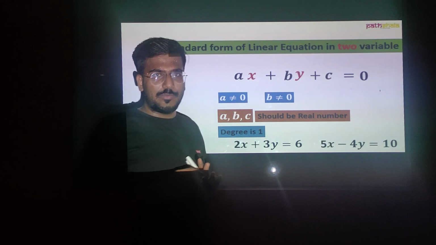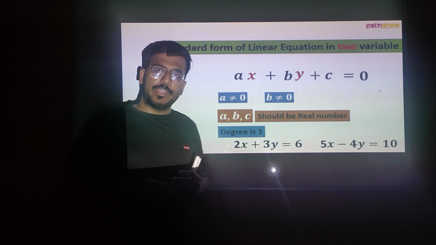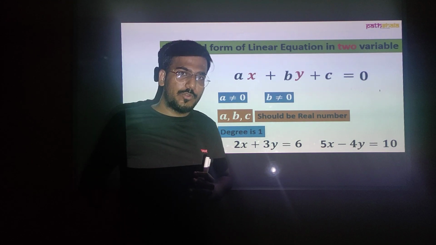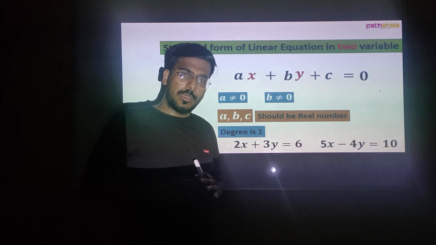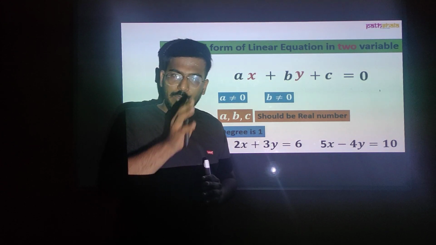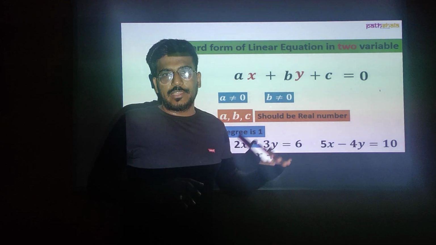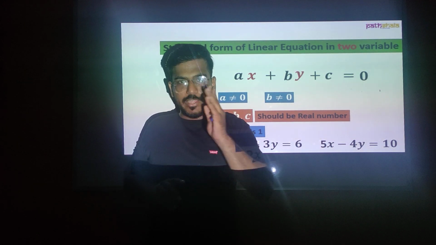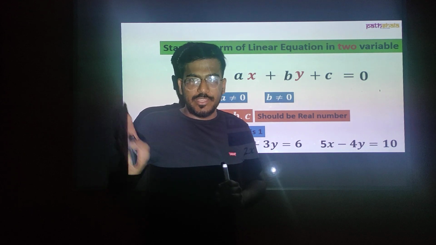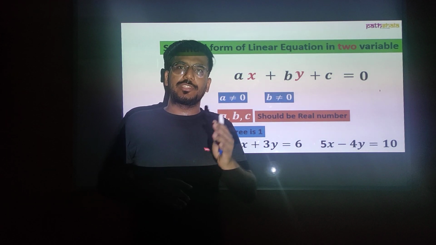Fine, let's see one more example. The next example is 5x minus 4y is equals to 10. What is value of a? Come on, you are going to help me over here. A का value is 5, b का value is 4 and c का value is 10. A, b and c, these are real number. A and b is not 0 and x and y का power क्या है? कुछ नहीं है, सबका मालिक 1. मतलब these three conditions satisfy, and even this is an example of linear equation in two variable.